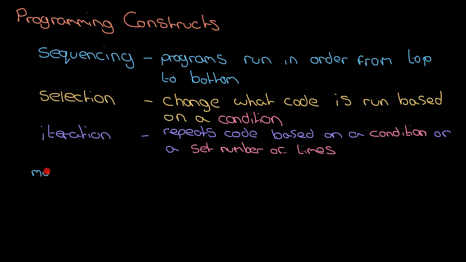So let's have just a bit of sequencing. So my_num equals 0, and then after that I'm going to have a while loop, and the while loop is the bit which is iteration. Okay, so that's your iteration programming construct, or one of them anyway.